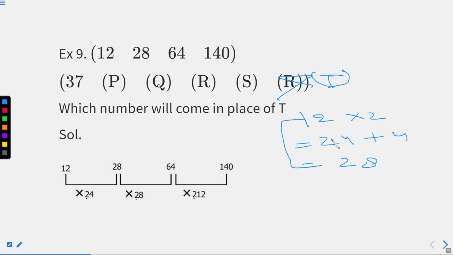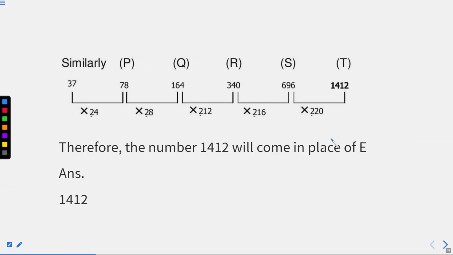So I'll directly jump to the solution part and tell you the basic steps. The first term here is 37. 37 multiplied by 2 plus 2 gives 78. Then 78 multiplied by 2 plus 4 plus 8 this time. The other sequence that we are following here is plus 4, plus 8, plus 12, plus 16, and so on. So here you need to look whether you are following the same sequence or not.